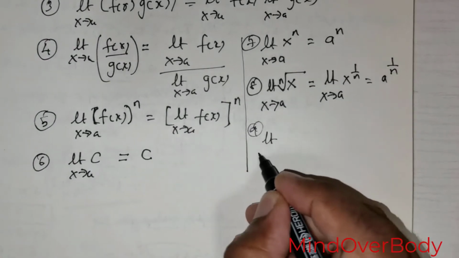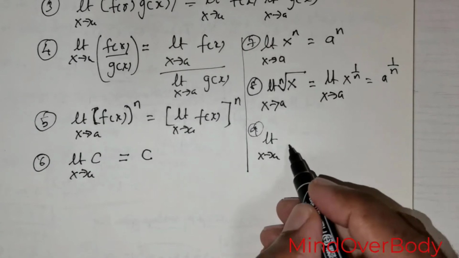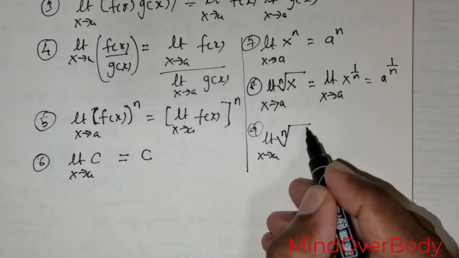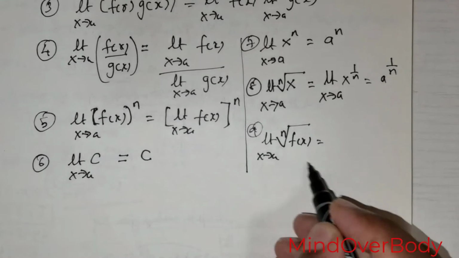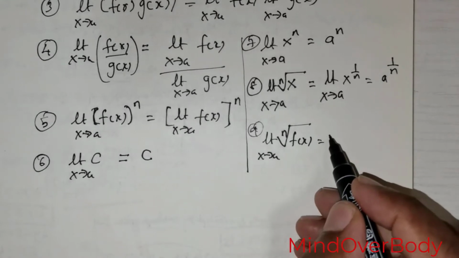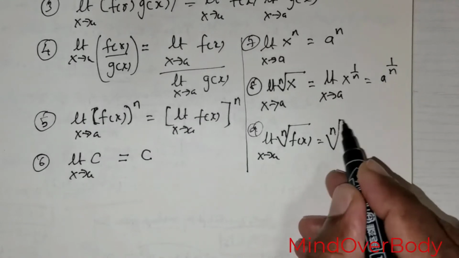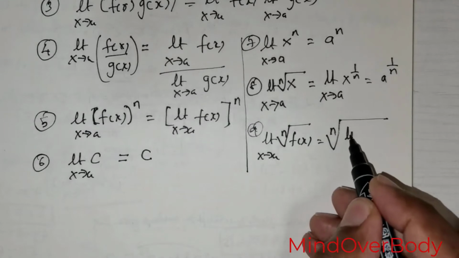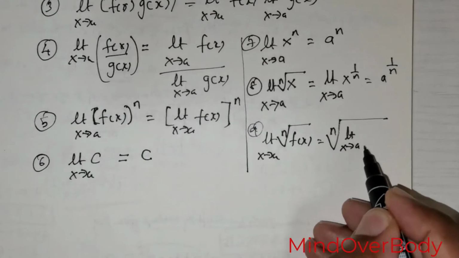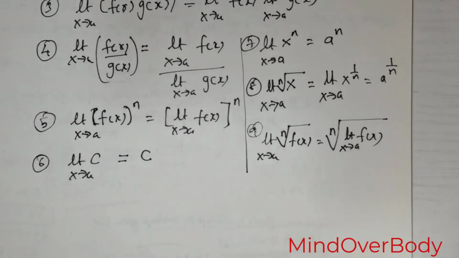Law number 9 is a little bit interesting. Say you have limit x tending to a of the nth root of a function f of x. To apply the limits, this is equivalent to the nth root of limit x tending to a of f of x. So have this in mind.